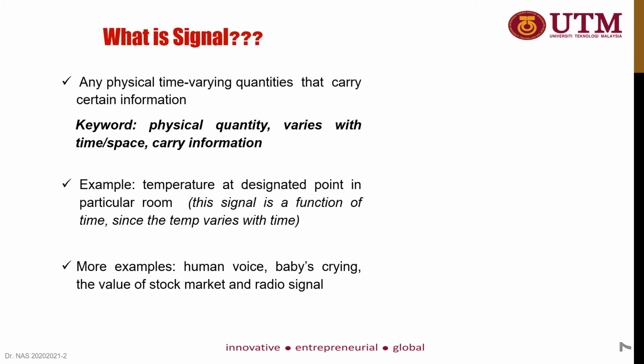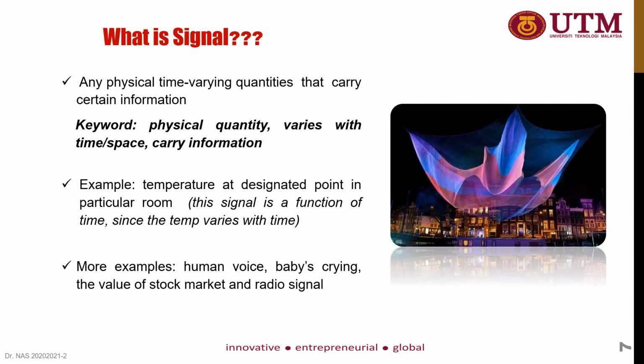What is a signal? What comes into your mind when you hear signal? A signal is basically a physical time varying quantity that carries information. The keywords here are physical quantity, carry information, and it varies with time or space or distance. For example, we have temperature, human voice signals, radio signals, stock market, and so on.